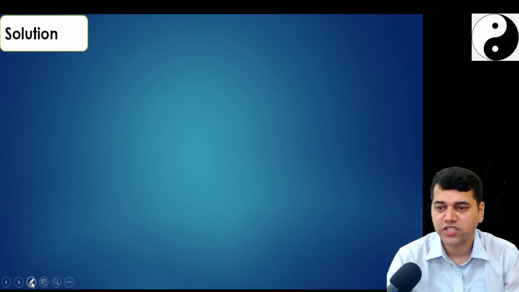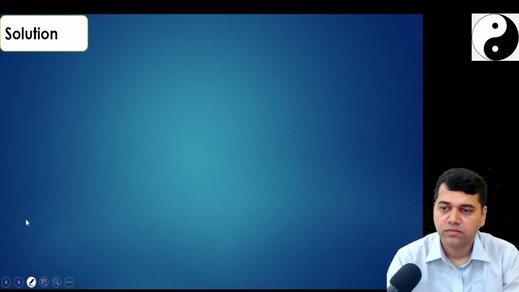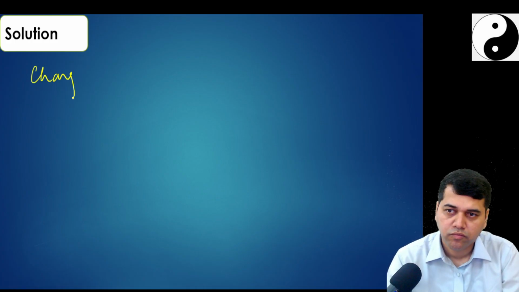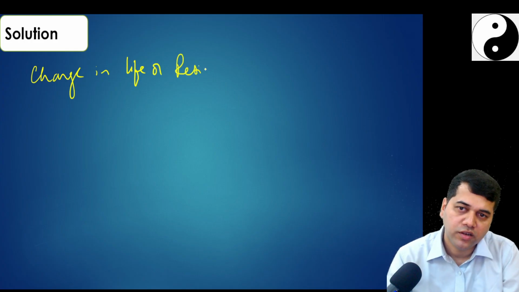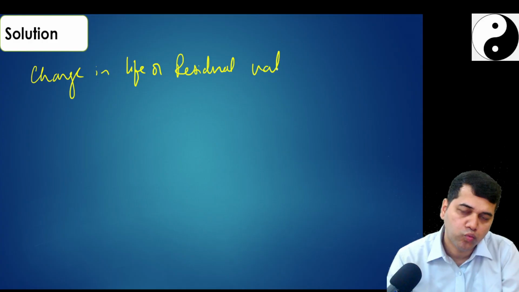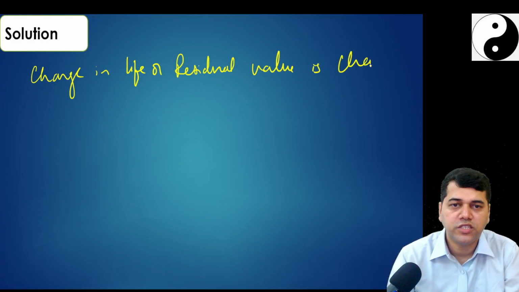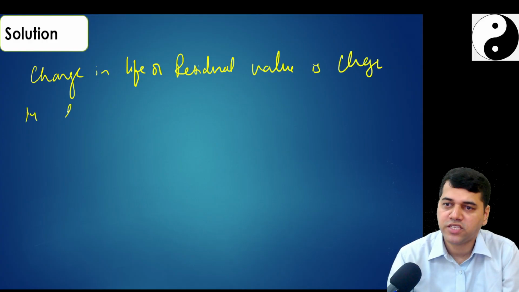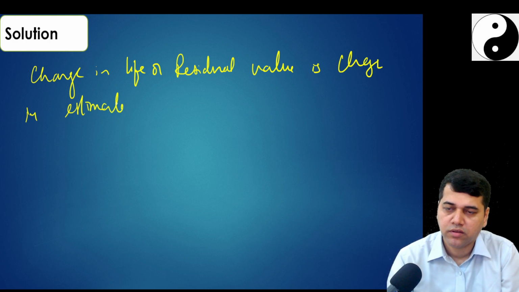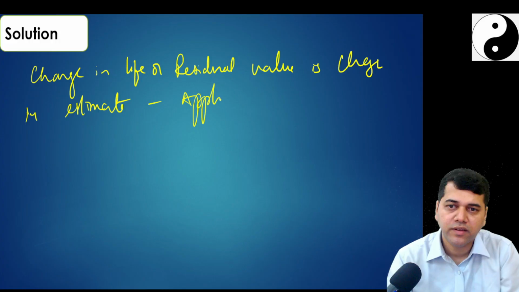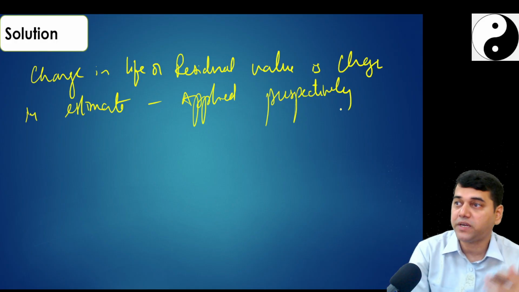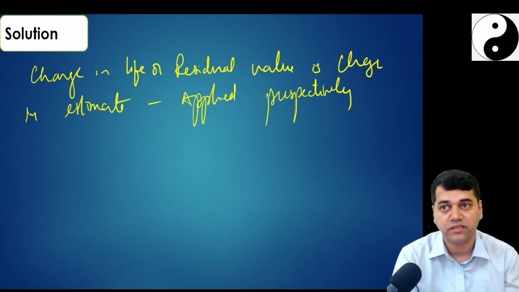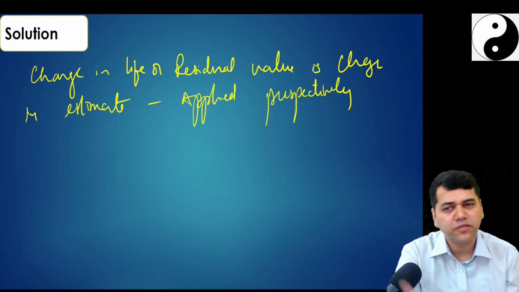So, change in life or residual value is a change in estimate, applied prospectively. How to change something retrospectively, we will study in Ind AS 8. Prospectively means from that year it is going to change.